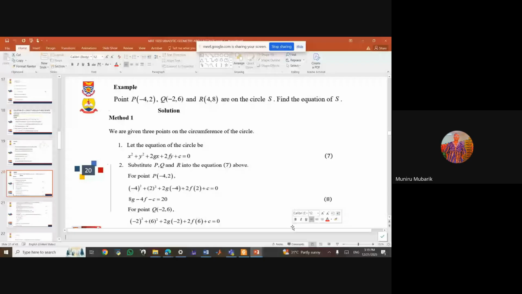Okay. So there's a question. We are to find the equation of the circle. It has the points P, Q, and R on the circle. Here we are given 3 points on the circumference of the circle, so we will use the help method.